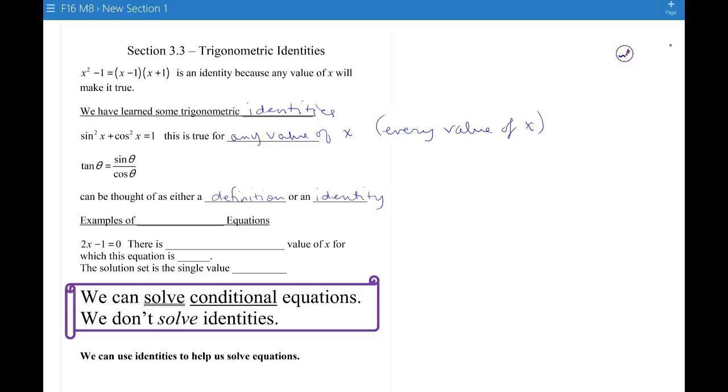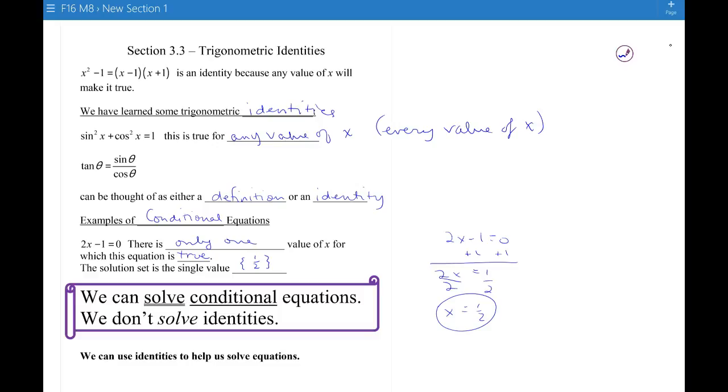So here are some examples of conditional equations, so you see the difference. So suppose we have 2x minus 1 equals 0. There is only one value of x for which this equation is true, right? I have 2x minus 1 equals 0. I add 1 to both sides. I divide both sides by 2 and get x equals 1/2. This is the one and only value of x that makes this equation true. So the solution set is the single value 1/2. That is the only value of x that makes that equation true.